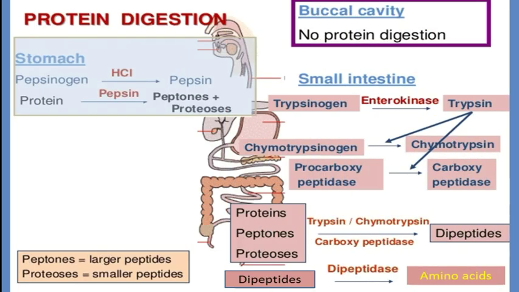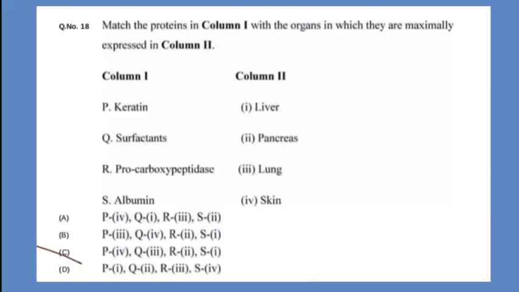So option B is the answer to this question. The next question, here in this image, a number of enzymes are there and their functions are given. So you can take a screenshot of it. Match the following column first and column second. Some proteins are there and their organs are there.